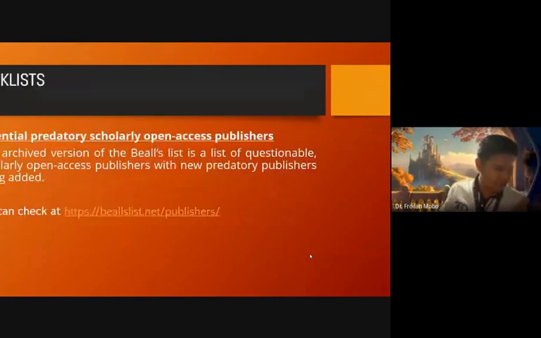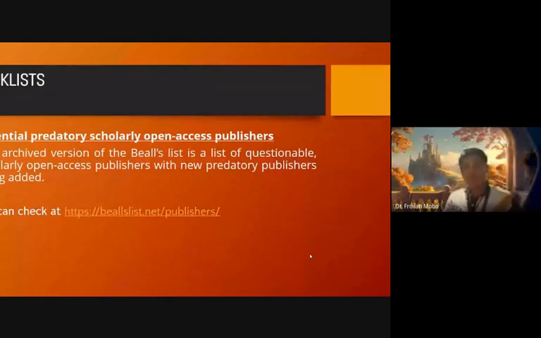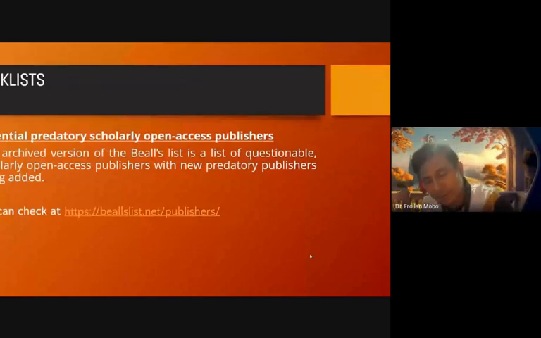And then you should always be careful of blacklisted journals. Potentially part of that is the predatory scholarly open access publishers. Sometimes this archive version is a list of questionable scholarly open access journals. But mind you, guys, not all open access journals or publishers are linked with predators, but you have to check all their papers, everything, okay, to make sure that you are always safe.